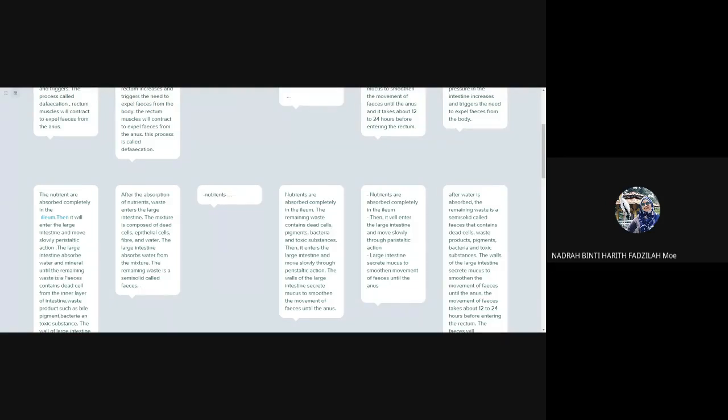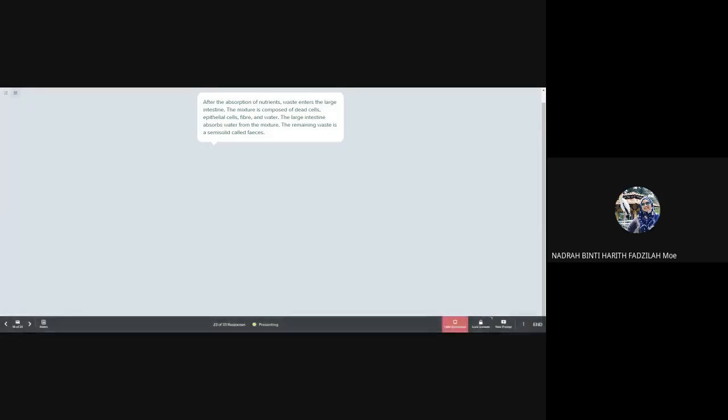Okay, jawapan Alina ni adalah jawapan yang baik. Ya? Very simple. Dapat dah 4 markah. Okay, so saya screenshot dulu. Jawapan Alina ni dah dapat 4 markah.